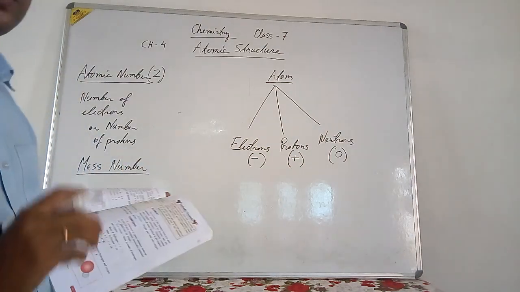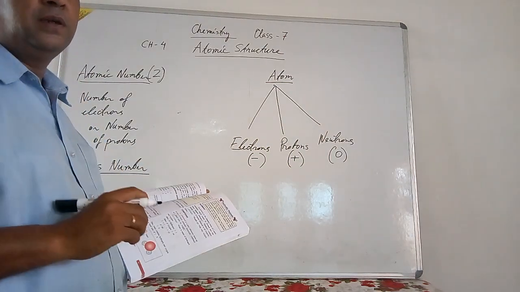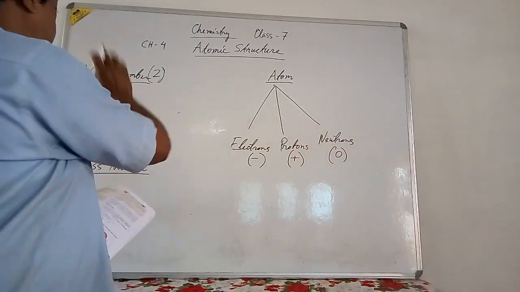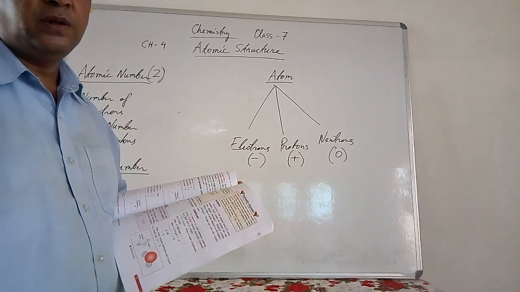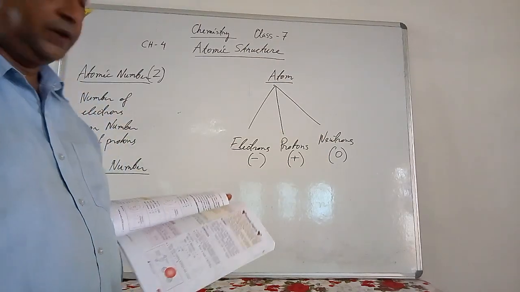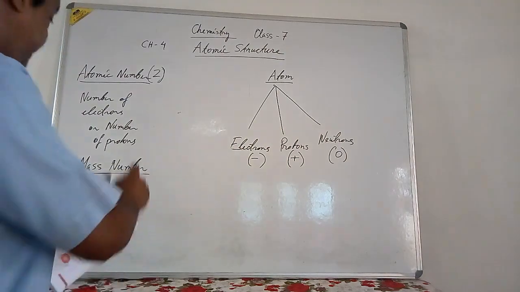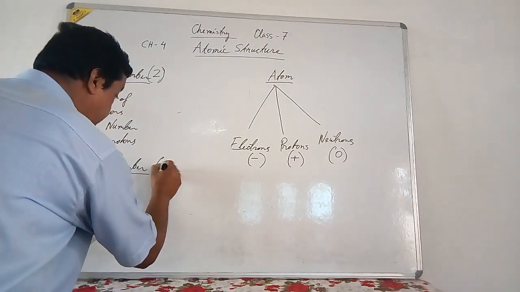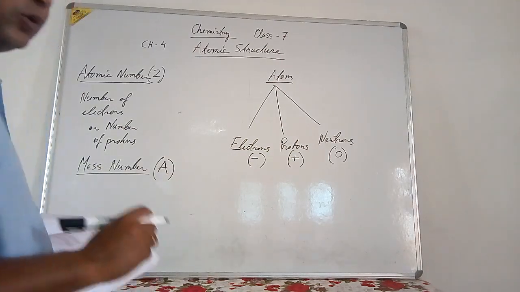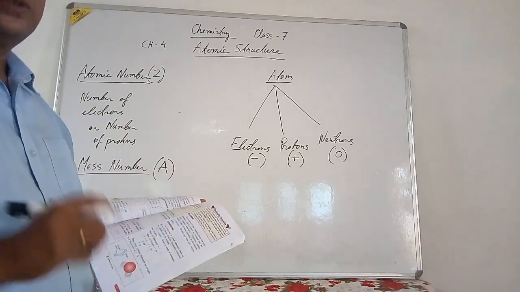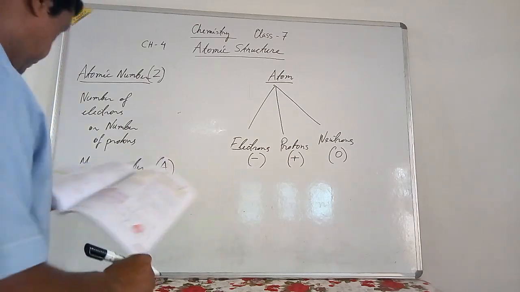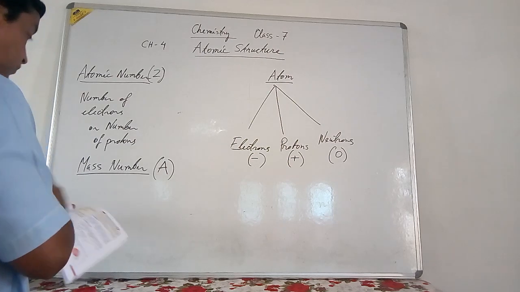One thing is that already I have told you that an atom is, in most cases, electrically neutral because the number of electrons is equal to the number of protons. So that's why atoms are electrically neutral. Now mass number is denoted by capital A. It is the total number of protons and neutrons of an element or an atom. So that is called the atomic mass of an atom.